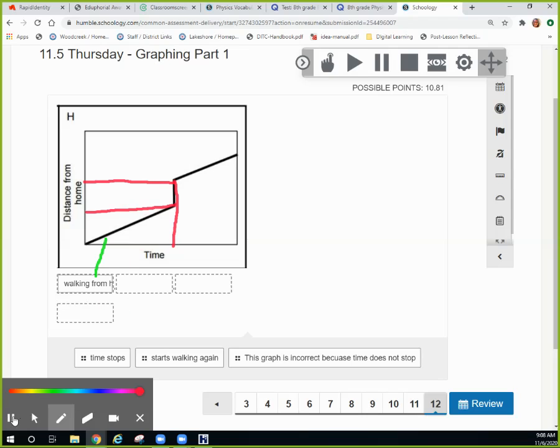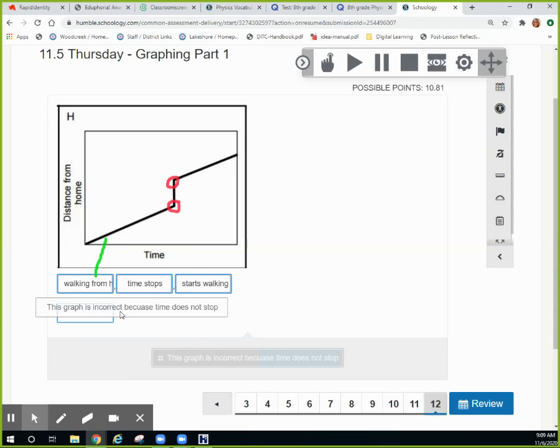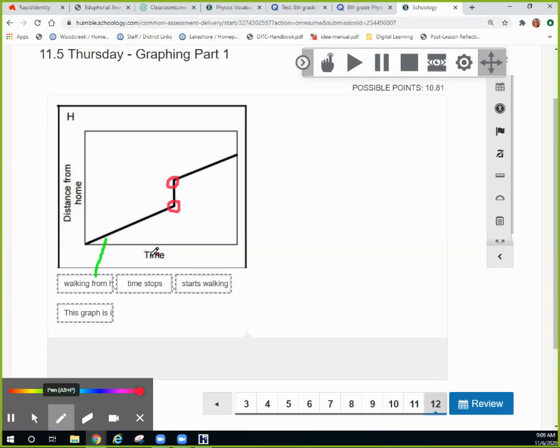Is that possible? So right here, we have two distances, two y's for one x. We have two distances at the same time. So this graph is incorrect because time does not stop. So they're saying that time stopped right here. And then they said they started walking again. But this graph is incorrect because time does not stop.